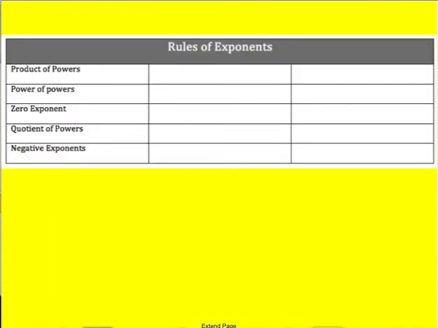Let's take a look at our rules of exponents. So one of our first rules of exponents is product of powers. So when you have a product of powers, you add your exponents. So if you have a to the third times a to the fourth, you add your exponents and it's going to become a to the seventh.